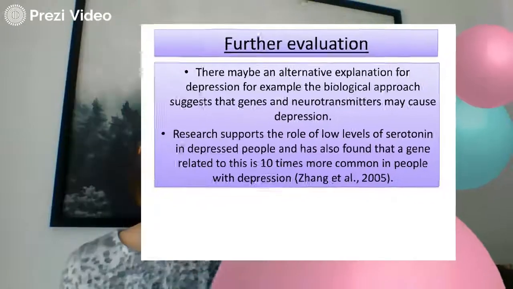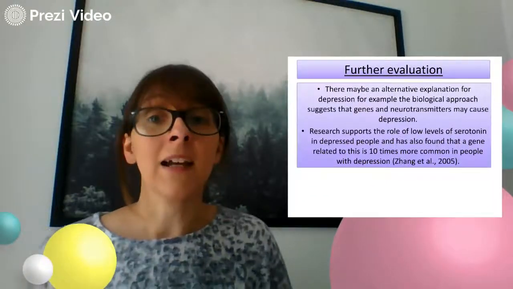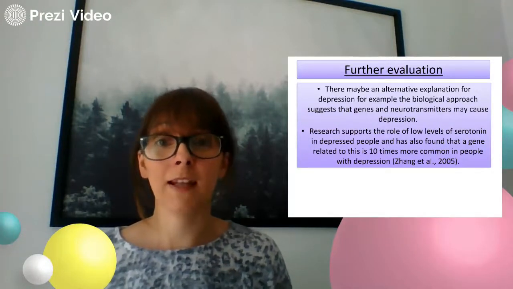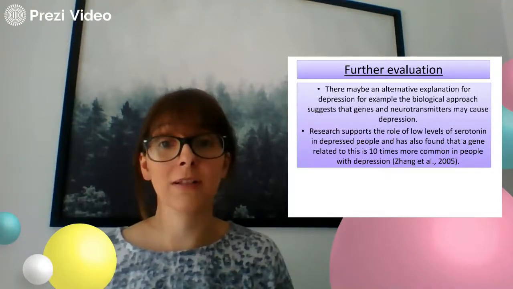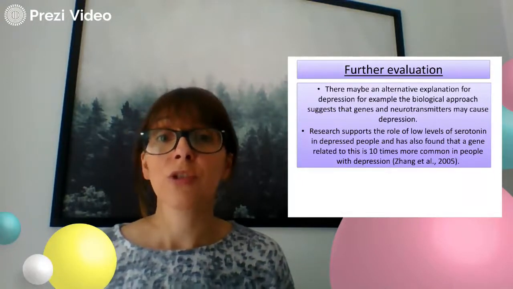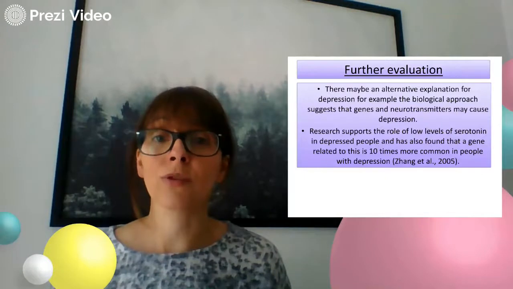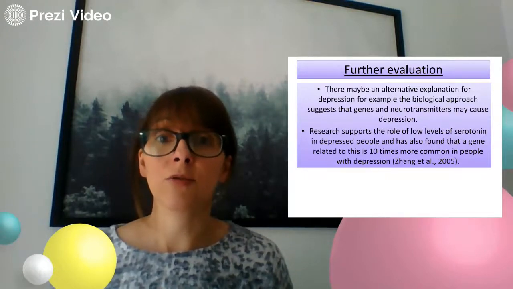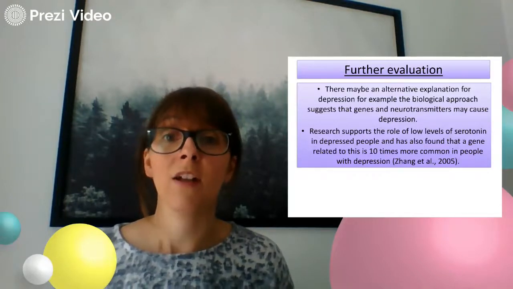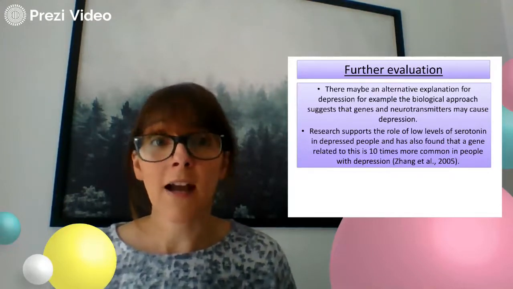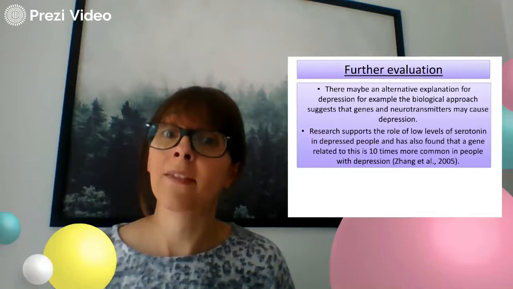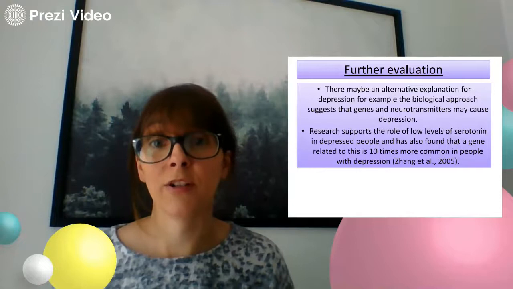It could actually be the diathesis stress model, which is a better explanation really than just biological and just cognitive. It could be that an individual has a gene that makes them more susceptible to depression, but this gene also makes individuals more susceptible to having a negative outlook or having faulty thinking. So yeah, there could be a link there between the biological and the cognitive explanations for depression.